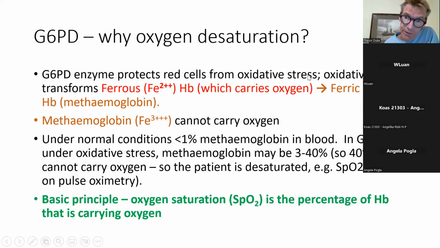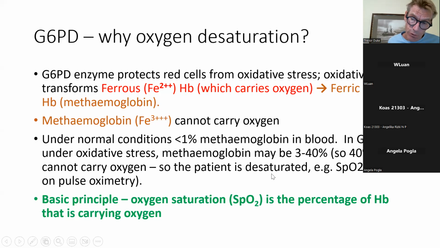So again, just to explain this one more time, G6PD is an enzyme that protects the red cells from oxidative stress. And oxidative stress transforms ferrous hemoglobin, which carries oxygen, that's our normal hemoglobin, into ferric hemoglobin, that is Fe3+ or methemoglobin. And methemoglobin can't carry oxygen, but normally we've got less than 1% methemoglobin in the blood. But under conditions of oxidative stress, sometimes the methemoglobin level can go up to 30 or 40%. So if 40% of the hemoglobin is methemoglobin, it can't carry oxygen.